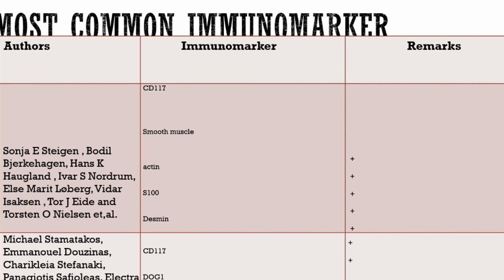Okay, the most common immunomarker. According to some authors like Sanja E. Sengen, the most common immunological marker of GIST is CD117, which is followed by smooth muscle actin, then CD34, S100, and desmin. But some authors have also mentioned that CD117 is the most common immunomarker found in GIST. So from here we can conclude that CD117 is a definite marker of GIST.